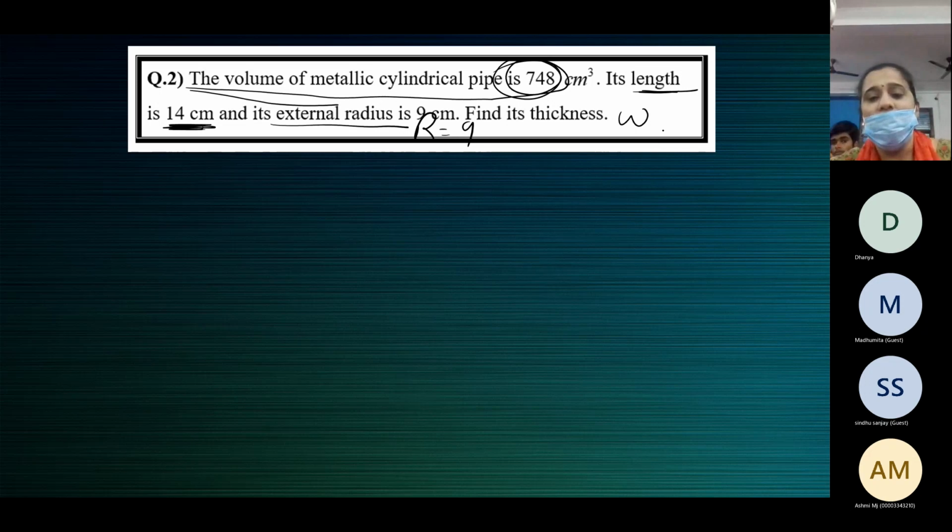How will you find the thickness? You should find the value of small r. Once you find small r, capital R minus small r is the thickness. See here, outer radius minus the inner radius will give you the thickness of the pipe. Supposing the inner radius is 5 and the outer radius is 8, that means 8 minus 5, 3 is the thickness of the wall.